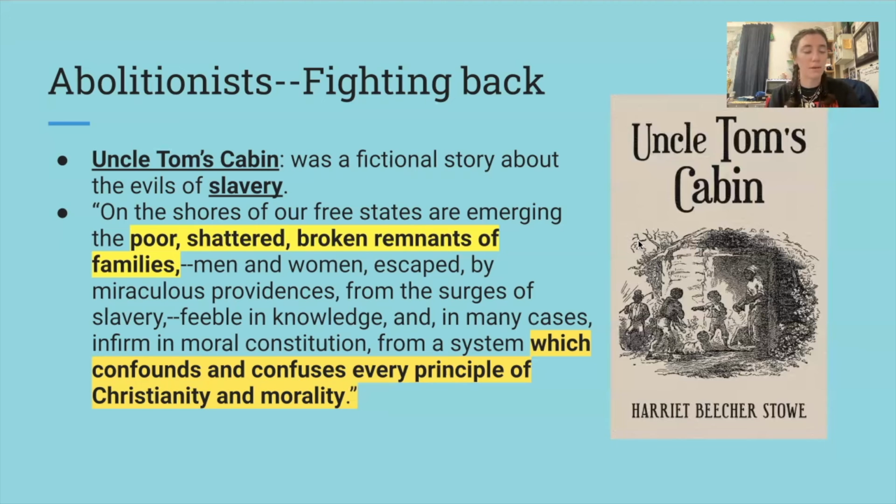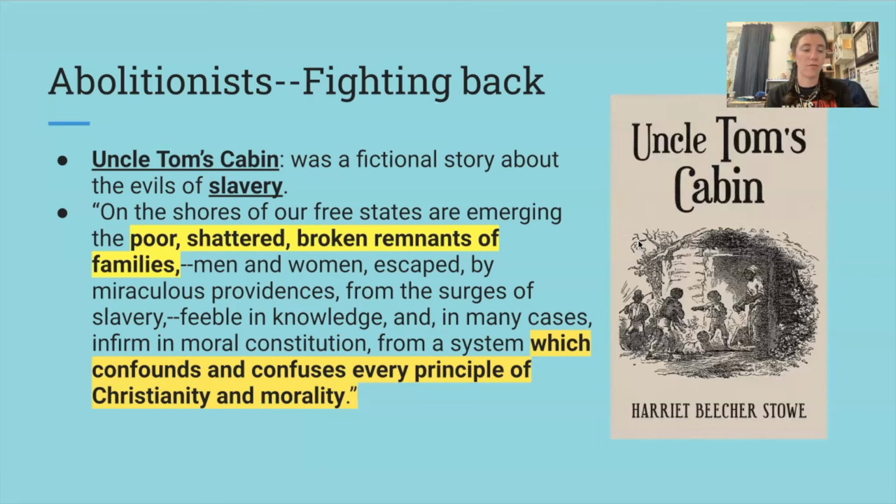Okay, they're describing slaves as poor, shattered, broken remnants of families, not only because of the suffering that they endured on the journey over from Africa and the suffering that they went through on the plantations in the South, but also the journey from the South to the North, escaping slavery. It was not an easy task. So by the time they get to the North, they're very shattered and broken.